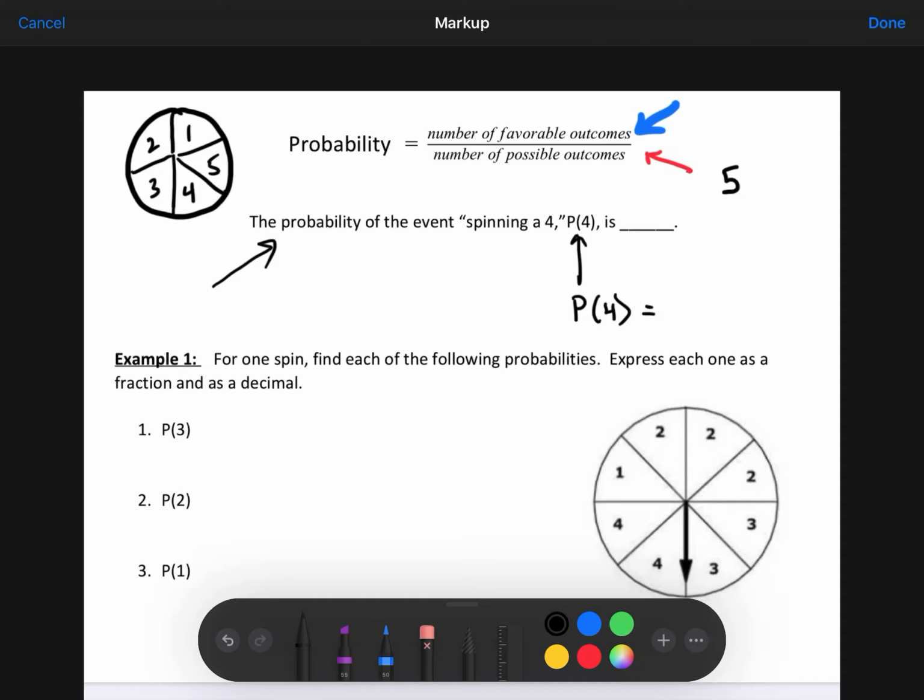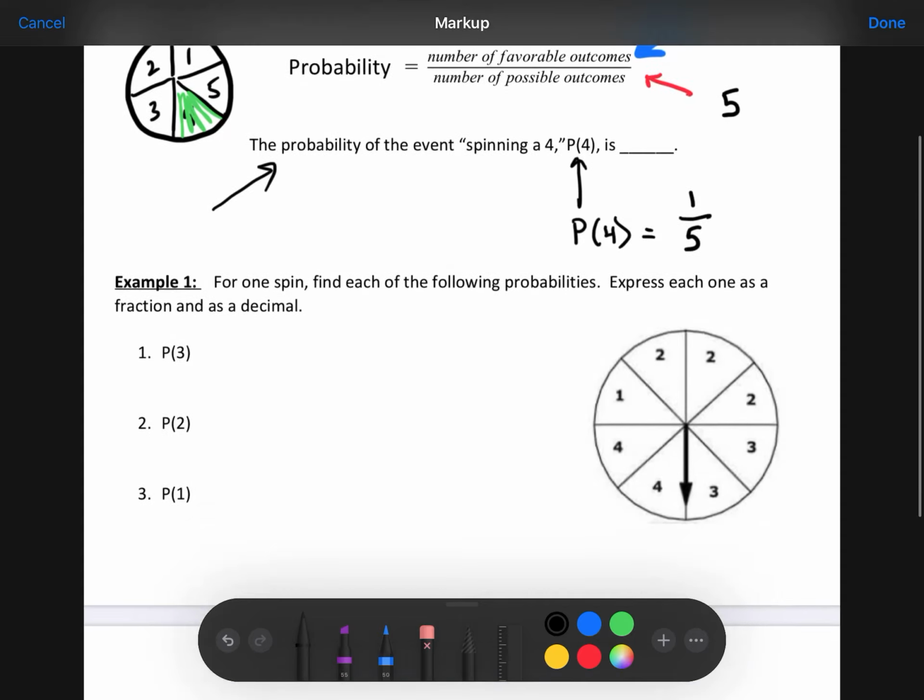Well, how many 4s are there in my spinner? There's only one, right? There's one 4. So the chance of me spinning a 4 is 1 out of 5. 5 total slots, one of them is 4. That's the basics. Now sometimes you have to think about it a little bit more than that. But basically, how many of what you want are there, and how many are there total? Basic fraction stuff.